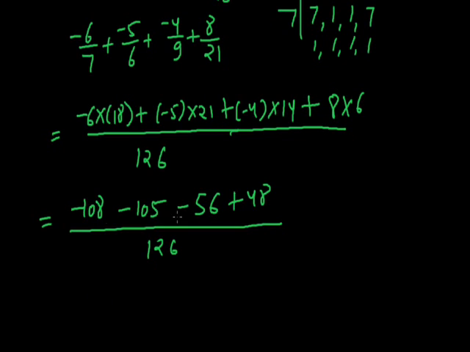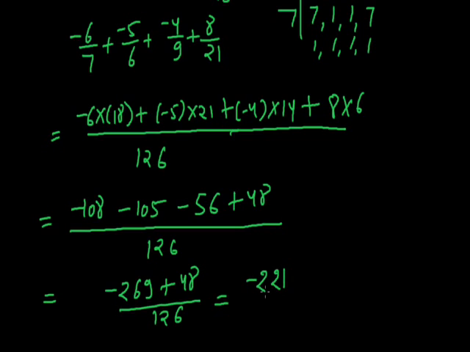So we can add them. So we are getting minus 269 plus 48 by 126. Now minus 269 plus 48 we are getting minus 221 by 126. So that is our required answer.